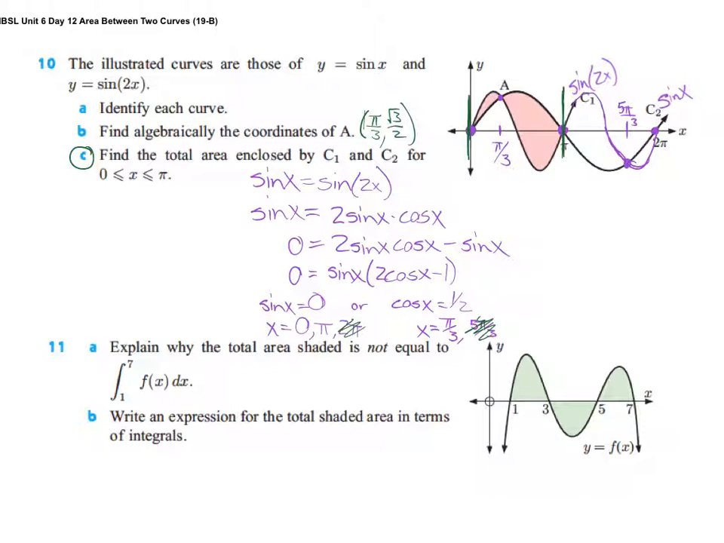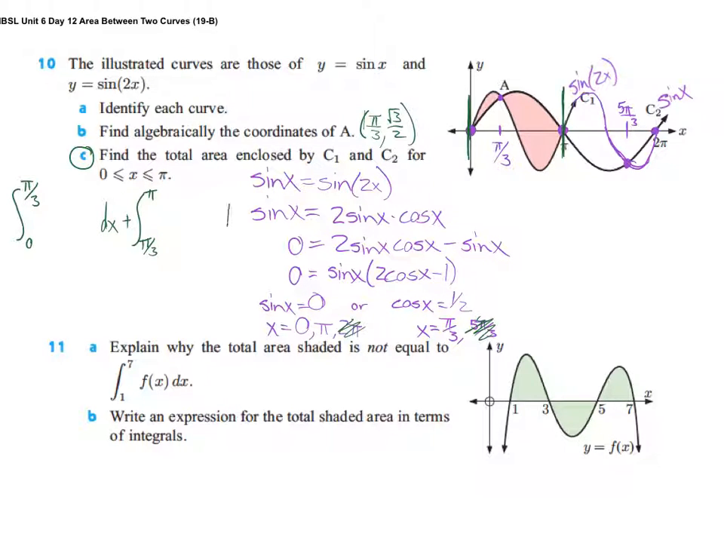So now we take it from 0 to pi over 3. Okay, yes. And this is what we were headed for here. We want to take the integral from 0 to pi over 3, but then we need to add to it the integral from pi over 3 to pi. Okay?